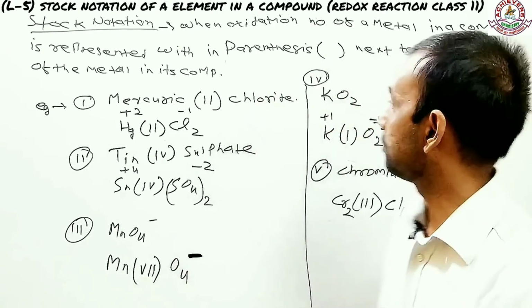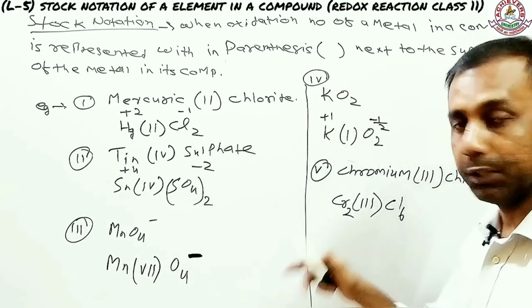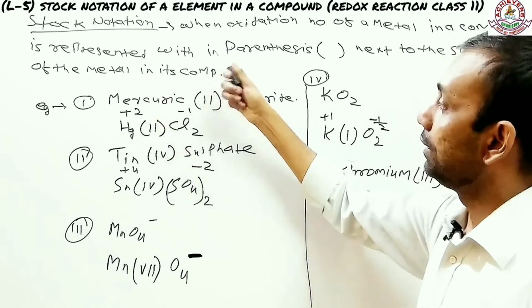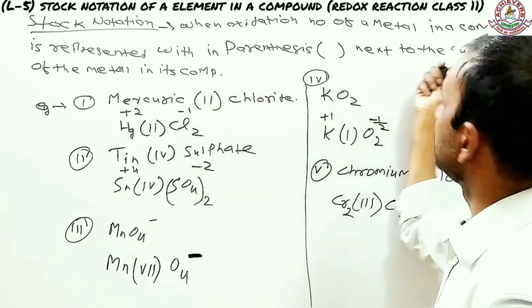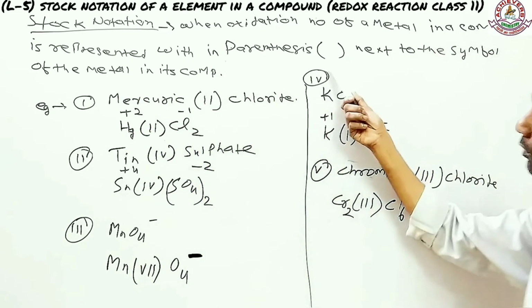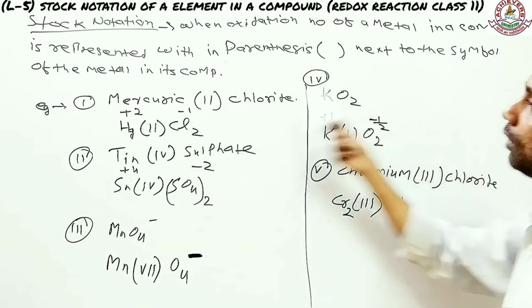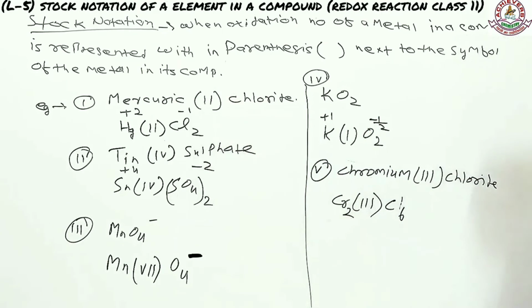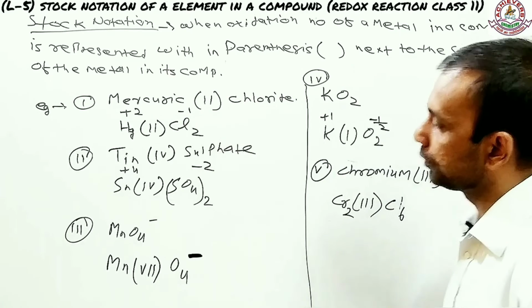So I have done this very small topic. Let me repeat so that you understand exactly. Stock notation is when the oxidation number of a metal in a compound is represented within a parenthesis, a small bracket, next to the symbol of the metal in the compound. It is called stock notation. I have taken some examples. Probably you understand how you have to do that.